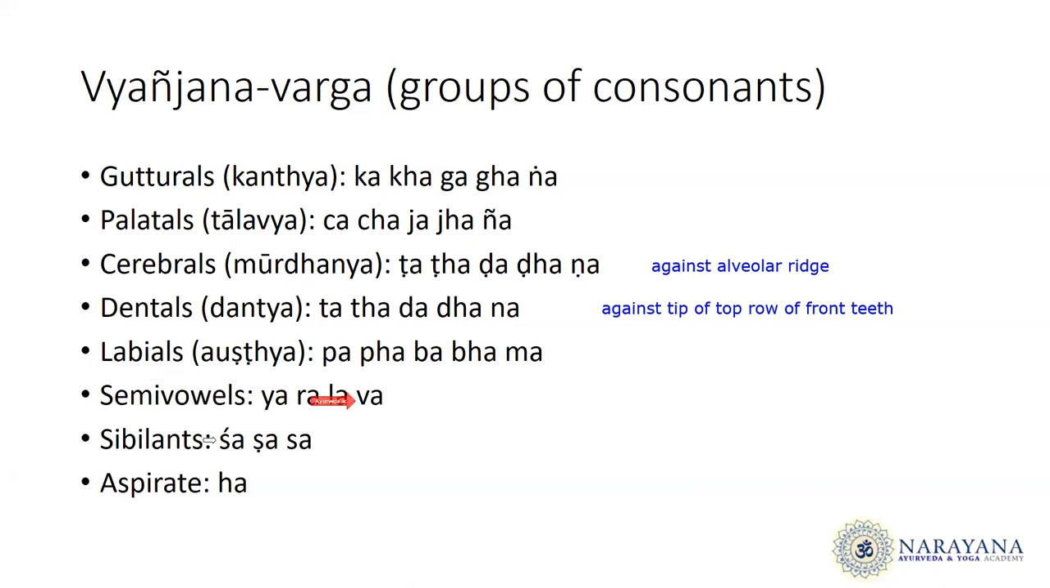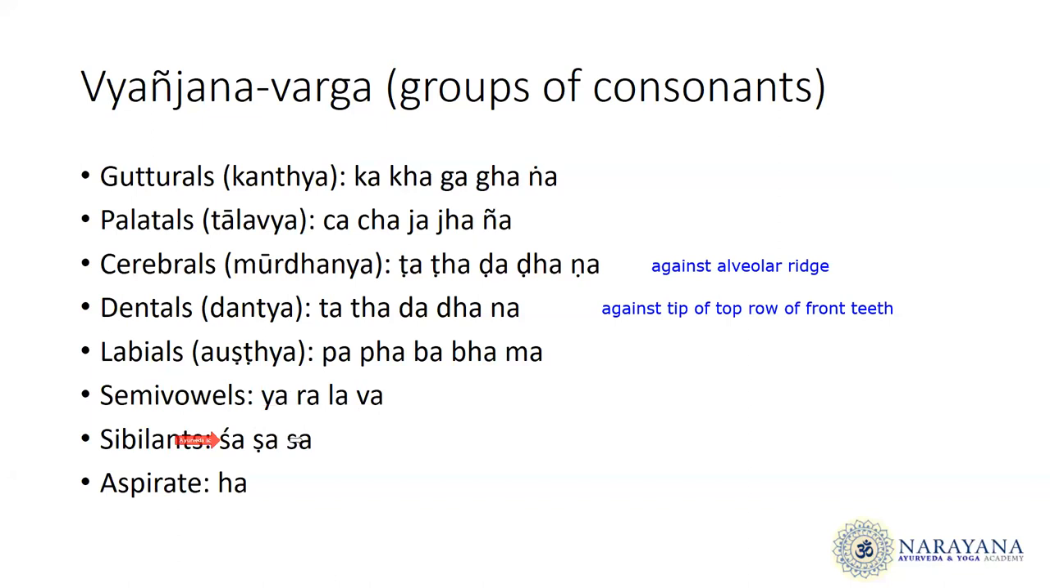All very simple. The only difference is that ra, as I mentioned before, is more like the Spanish ra in riqueza, not like the r in perro. It's not a trilled r, it's like a single little flap. Okay, like in perro, but not perro, dog in Spanish. So in Sanskrit, it's just ra. Just a single flap, a single flick of the tongue against the alveolar ridge.